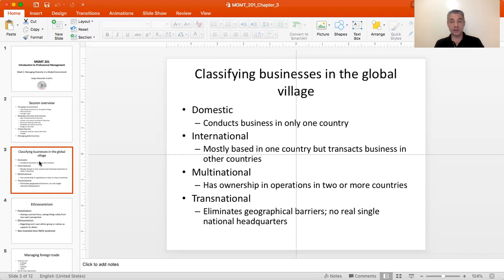And finally, there are some businesses that are classified as transnational. So in that case, businesses really do not care about geographic barriers. They effectively treat the whole world as their market. They locate operations in different countries. They source multiple components for the same final product in different countries.